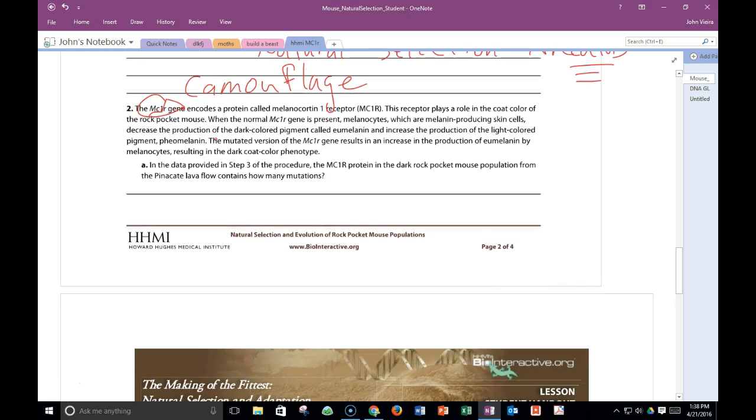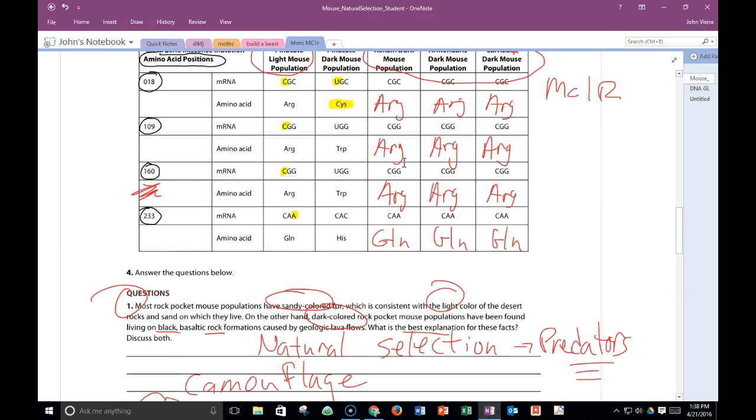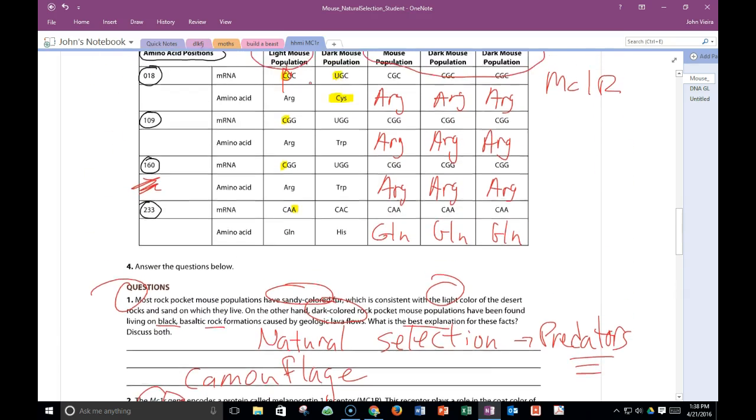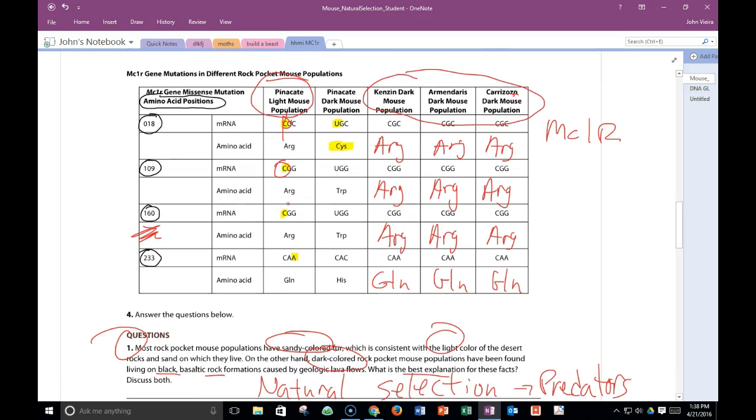this gene encodes for this protein right here, this receptor, which plays a role in coat color. In the data provided, the MC1R protein in the dark rock-colored mice from the... How many mutations were there? There were four mutations. You guys, here's the four mutations. One right there. Oops, sorry. One right there, one right there, one right there, and one right there. Those are the four-point mutations.